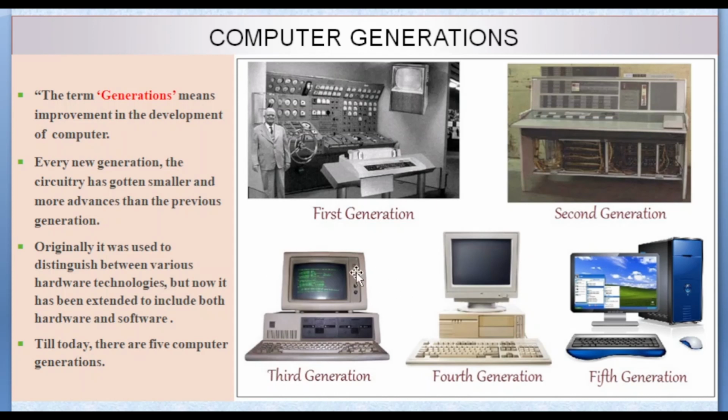In the third generation, the large table can be replaced with a small table. And in the fourth generation, we are getting a much more compact form of computer. And in the fifth generation, we are dealing with laptops. Originally the term generation was used to distinguish between various hardware technologies, but now it has been extended to include both hardware and software. Until today, there are 5 generations of computer.